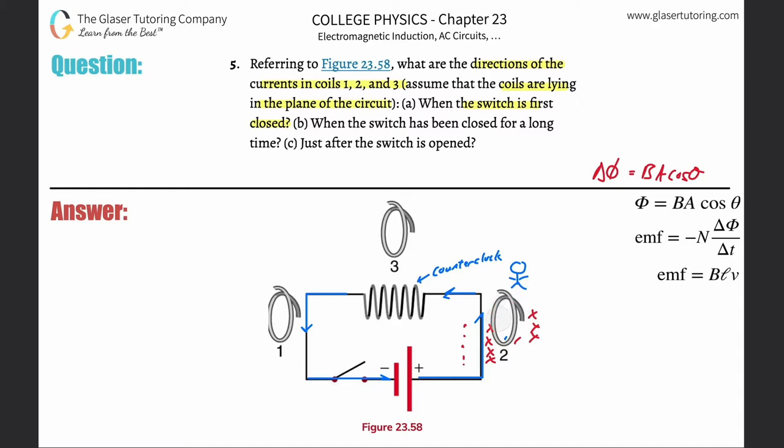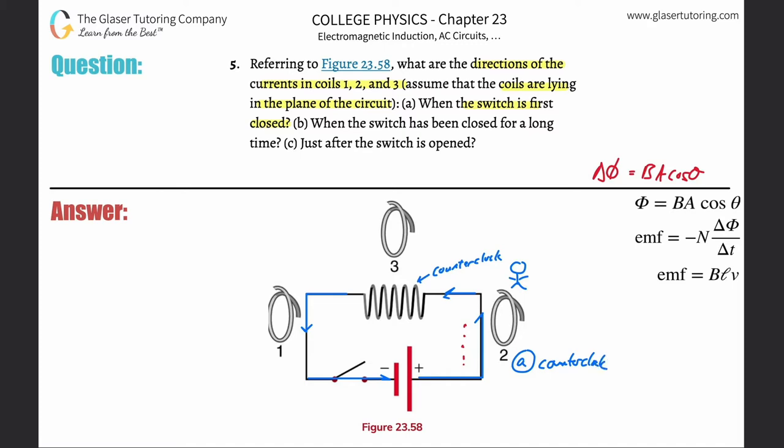So if I remove all this, remember this is lying flat. It almost looks oval. I think it would have been better if they had made this coil totally circular, because this almost looks like you might be looking at it from the side, and that's not what they're telling us here. Assume the coils are lying in the plane of the circuit. I think they meant to say that the plane of the coils is lying in the plane of the circuit, but whatever. So what we need to do is write that answer down. For letter A here, we're talking about counterclockwise.